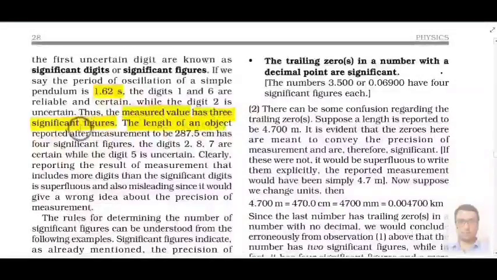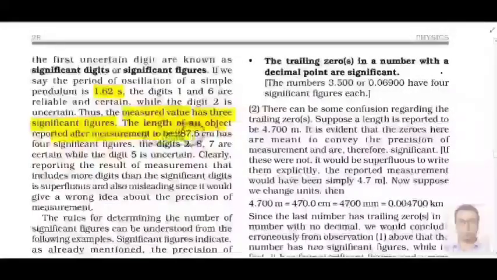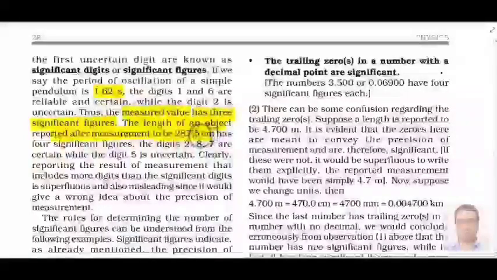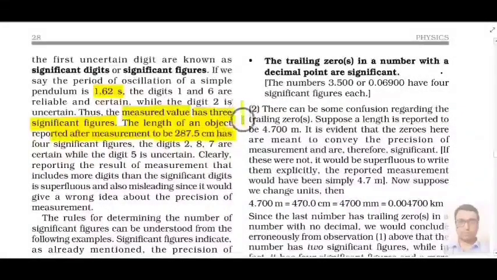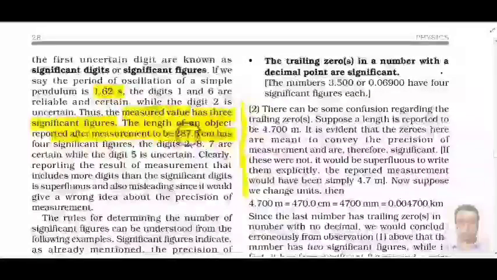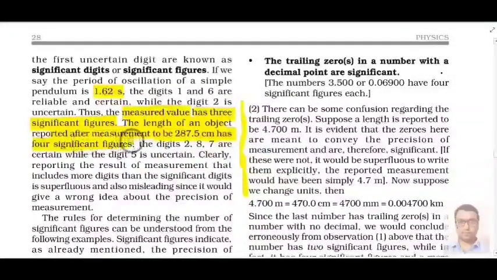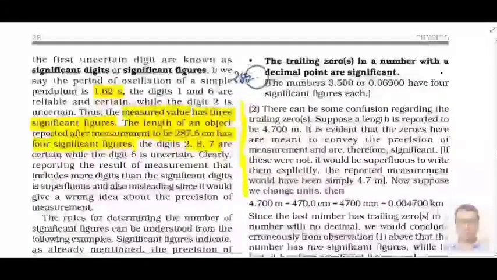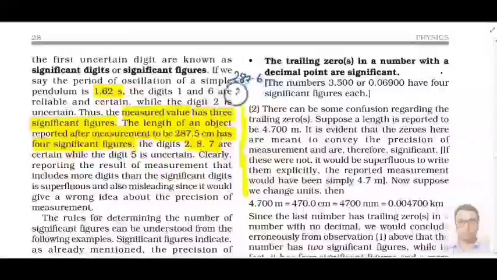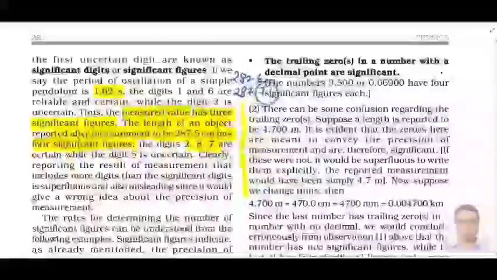The length of an object reported after measurement to be 287.5 centimeter. Then we will say it has four significant figures. The first three digits, 287, are certain digits, while this 5 is uncertain, because another student can give us the result 287.6 or another can give 287.7, like that.